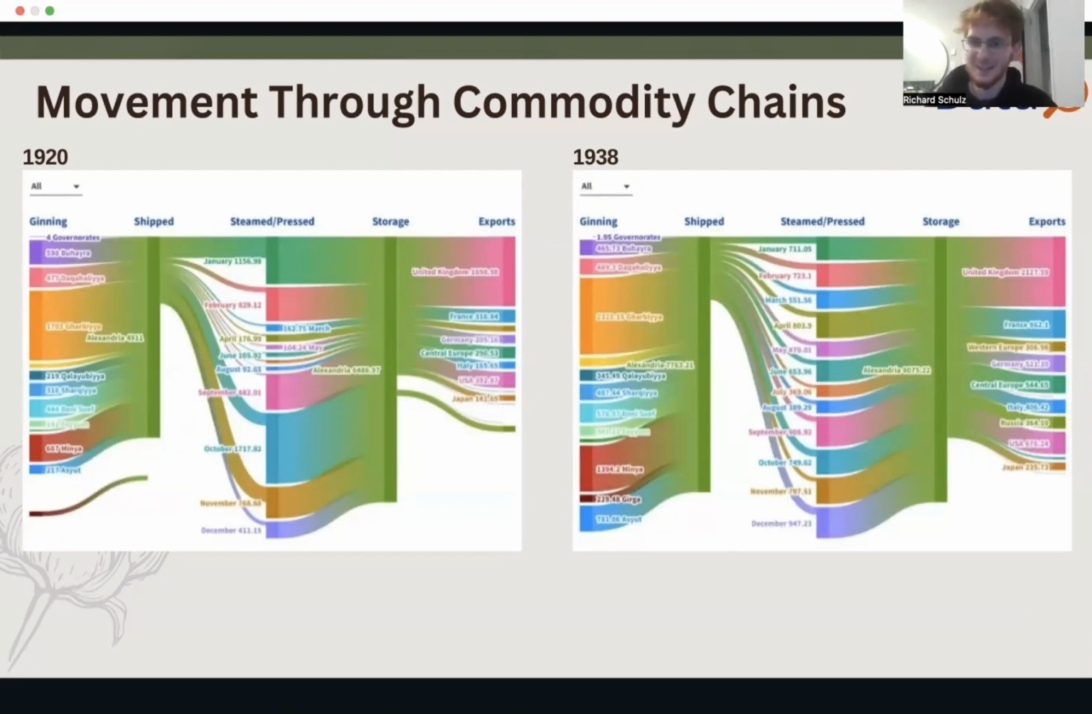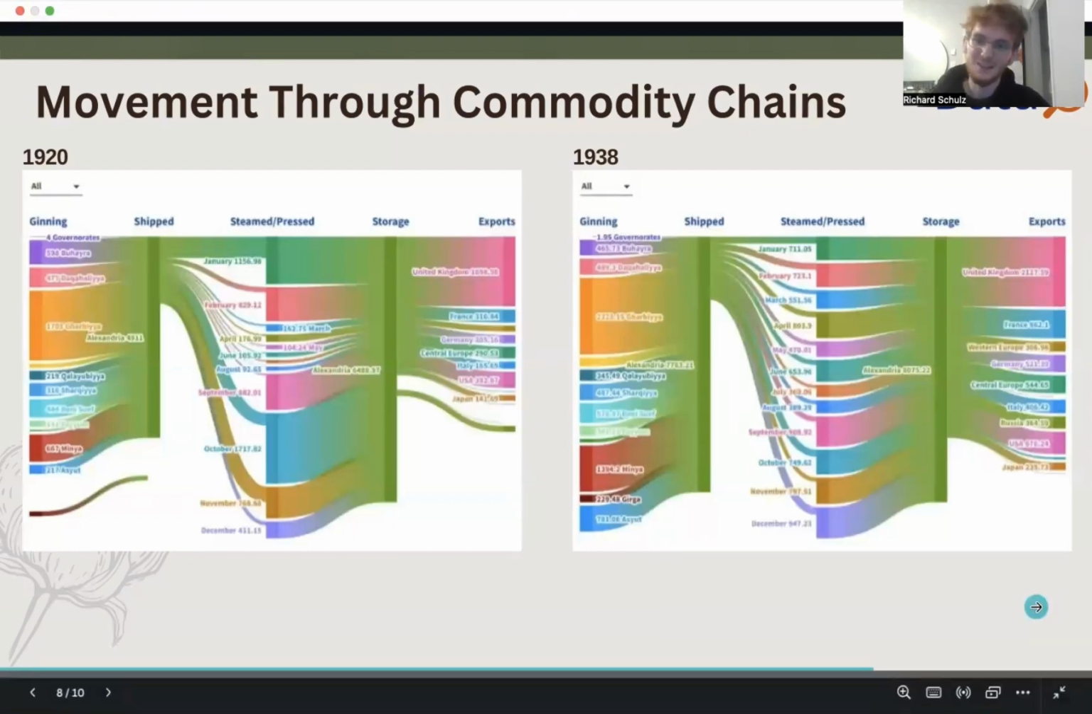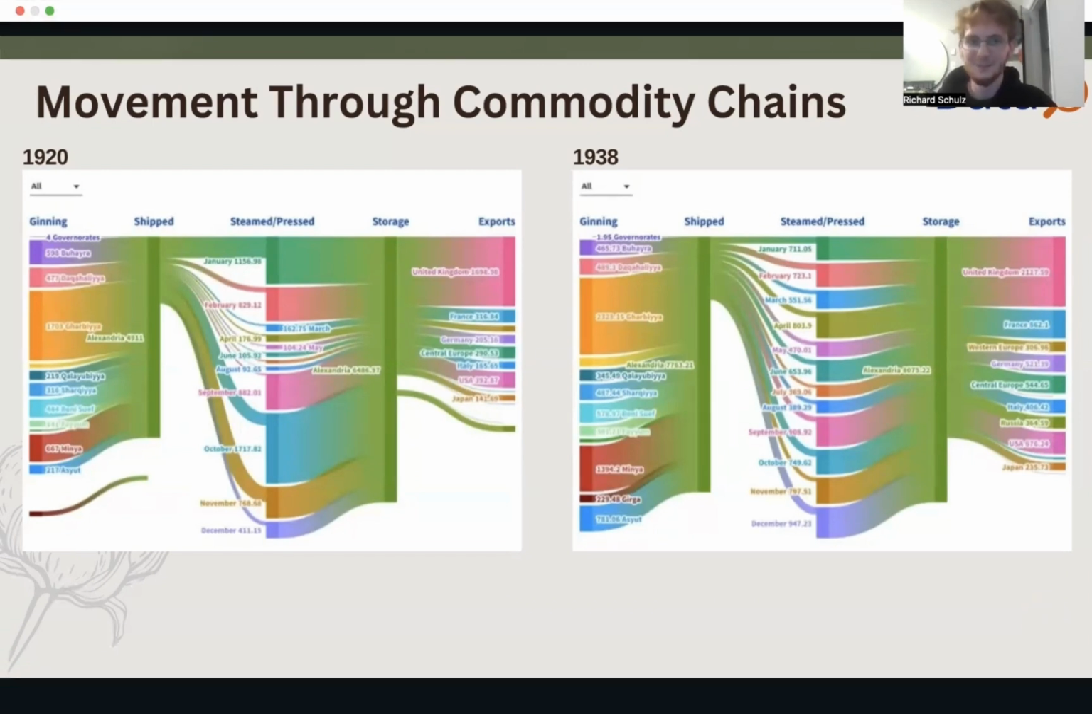These are yearly diagrams, and just some simple things you can see is that the quantities over time at each stage don't necessarily change that much, but the amount of exports increases as time goes on, and the proportion of cotton steamed and pressed evens out across the months over time. So as you see in this first early month, the proportion for October is much larger than the others, but then in 1938, it starts to even out.